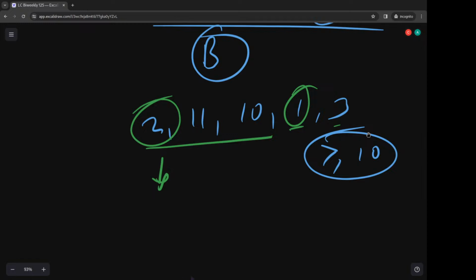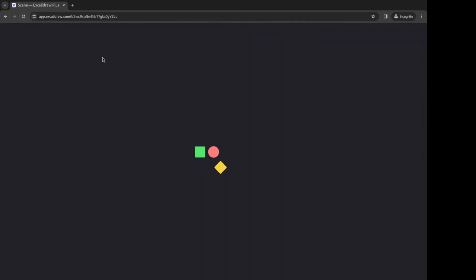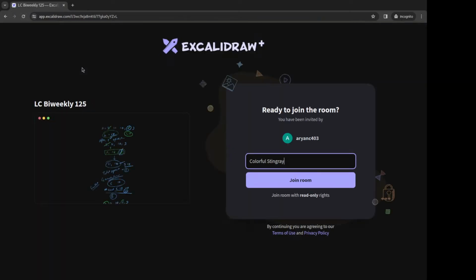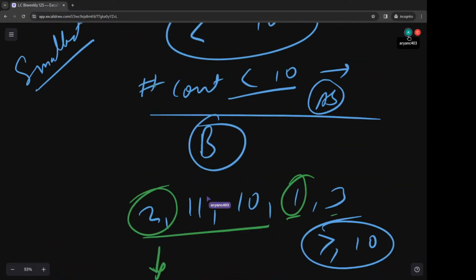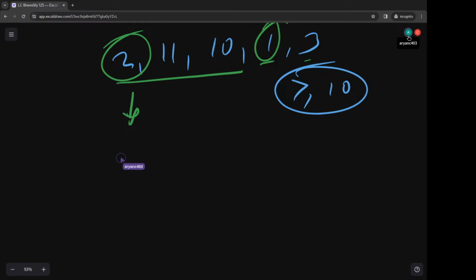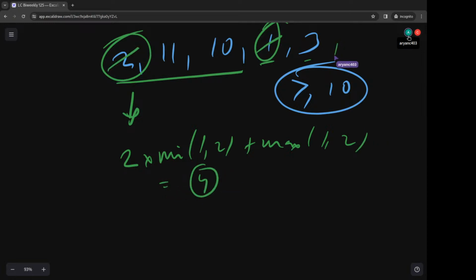After the first operation, we will add 2 times minimum of 1 comma 2 plus maximum of 1 comma 2, and it is 4. So we will remove 1 and 2 and we can add 4 anywhere. So after the first operation, our elements would be 11, 10, 3, and 4.